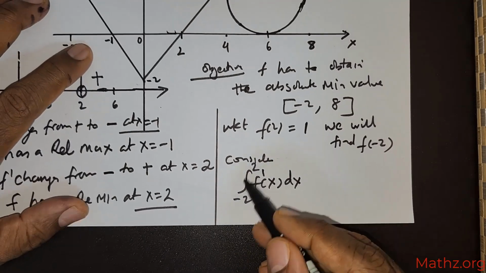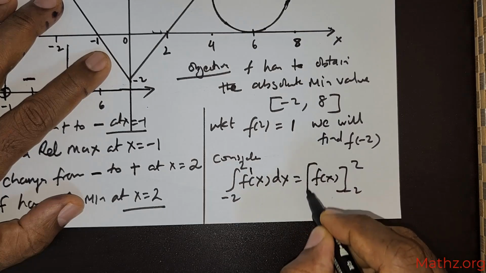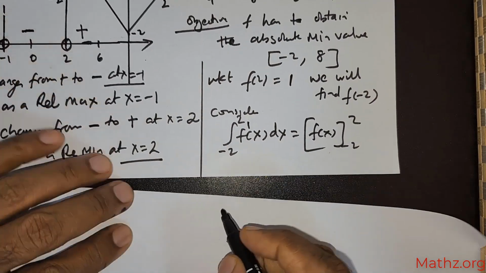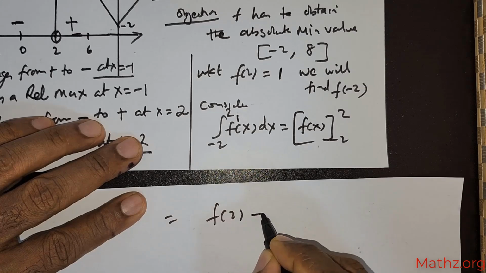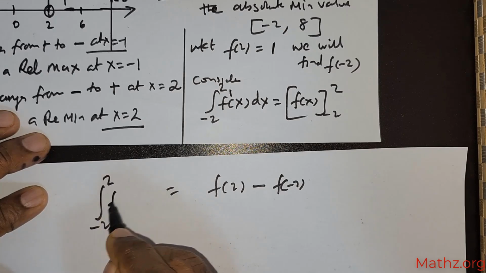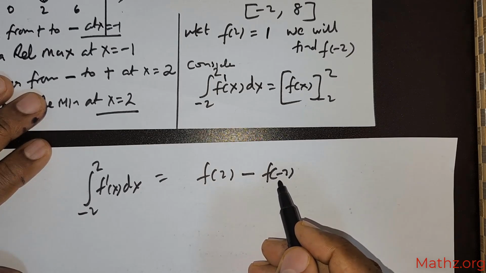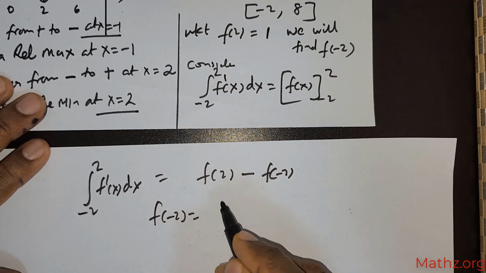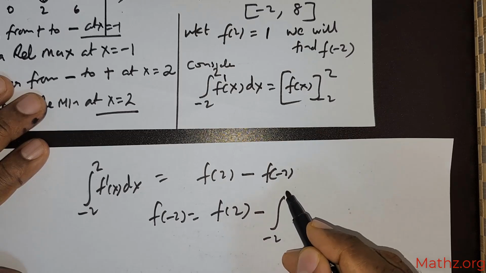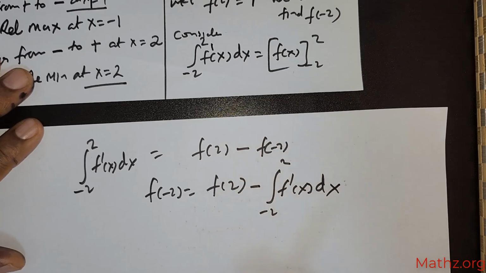Now this is the derivative, this is the integral. So the outcome is going to be the original f(x) evaluated from −2 to 2. This is equal to f(2) − f(−2). On the left, what do I have? The integral from −2 to 2 of f′(x) dx. Now I am trying to get the value of f(−2). So f(−2) is equal to f(2) minus the integral from −2 to 2 of f′(x) dx. So this is the value that we have got.